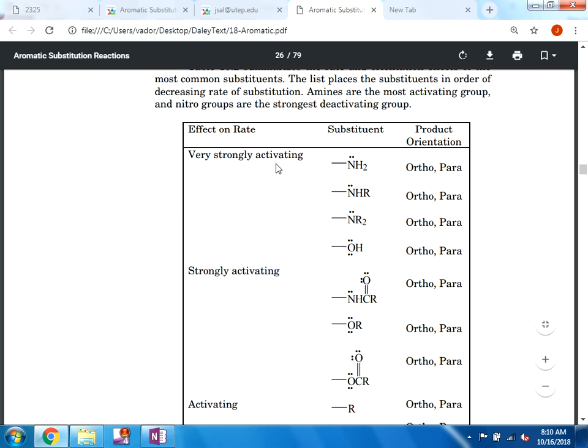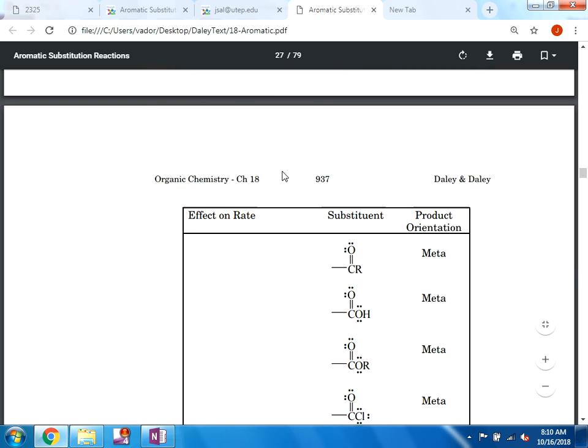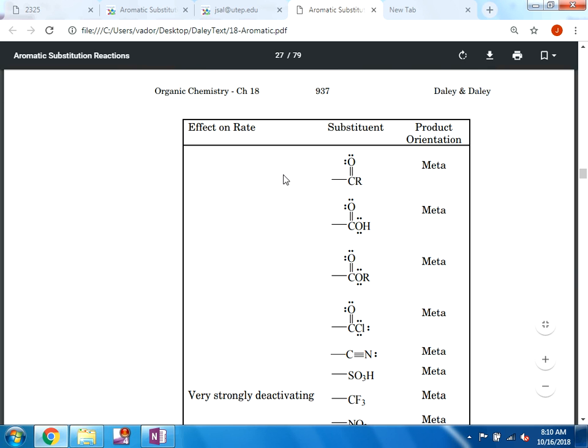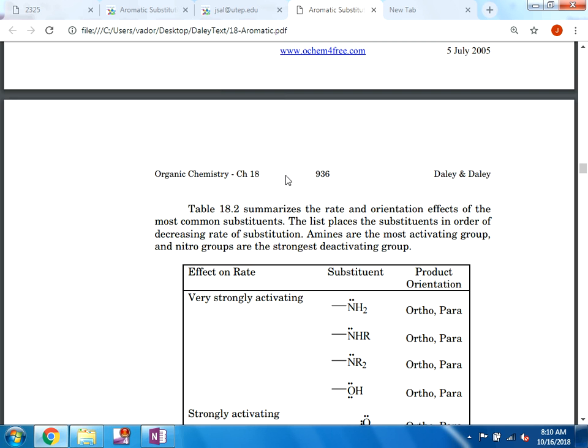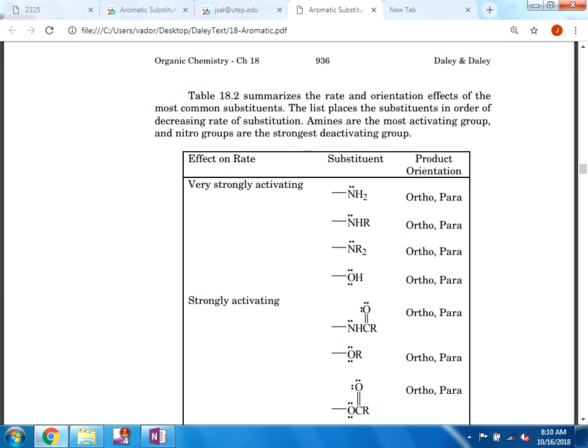Now, notice this table is pretty long, and it looks pretty scary, right? Doesn't that look scary? Like lots of things to memorize. Except that, look at the pattern. What they're saying is, if this is the thing that's stuck onto benzene, then it's an ortho-para director, right? Because it has dots on it.